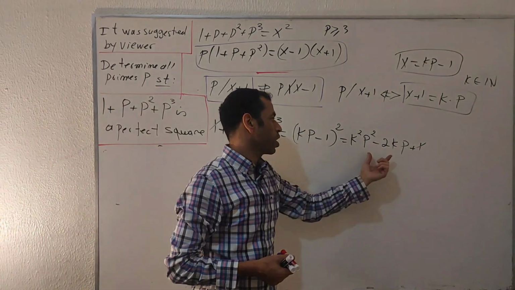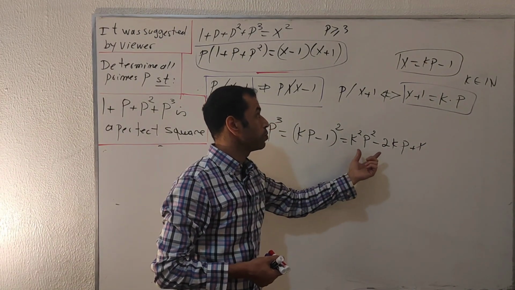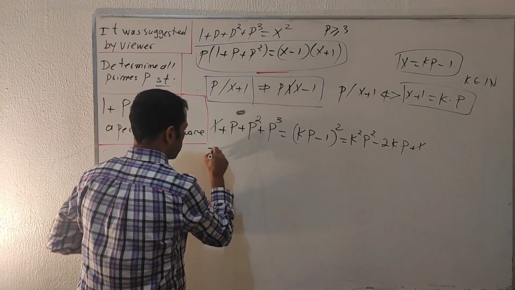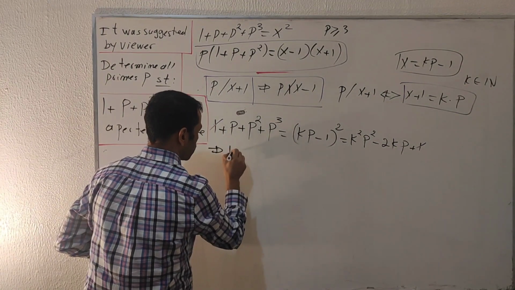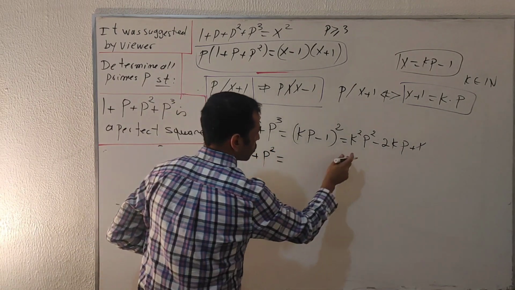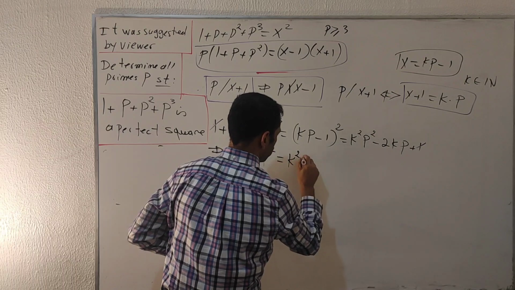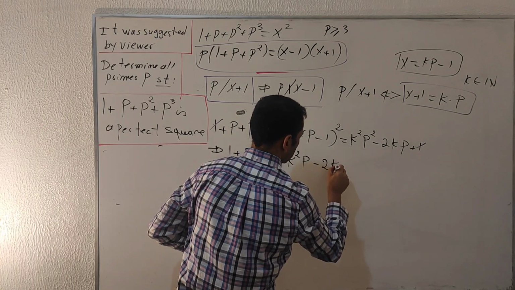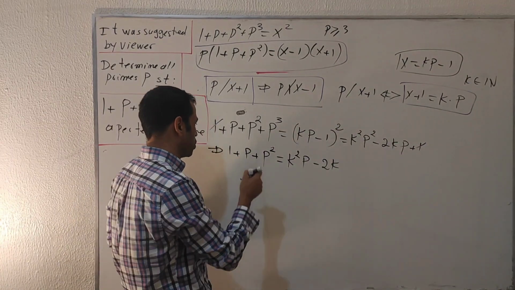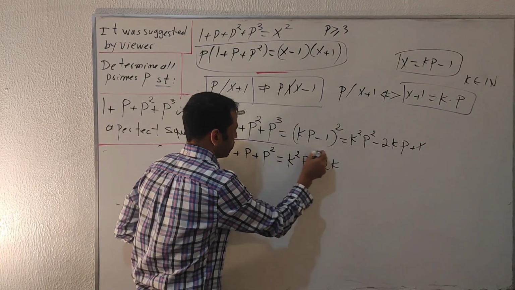We don't have to worry when we divide both sides by p, because p is an odd prime, so it's different than 0. So I will have a reduced expression, which is 1 plus p squared equals k squared p minus 2k, because I have divided both sides by p. That's why I have this simple expression.